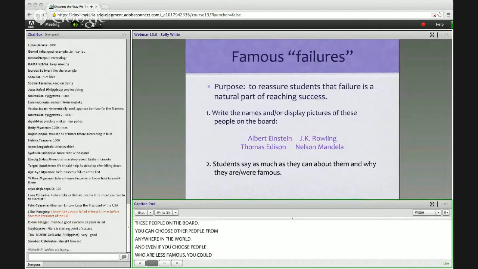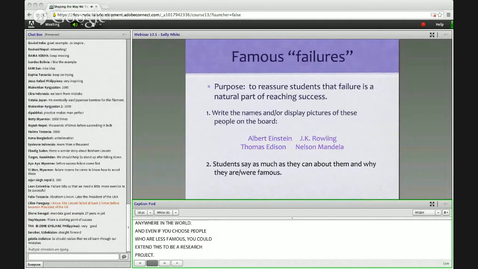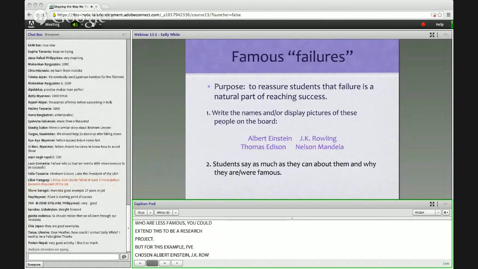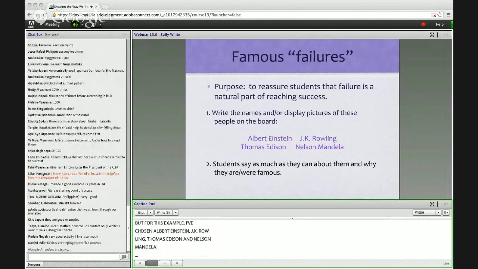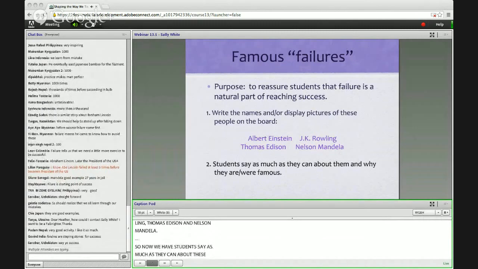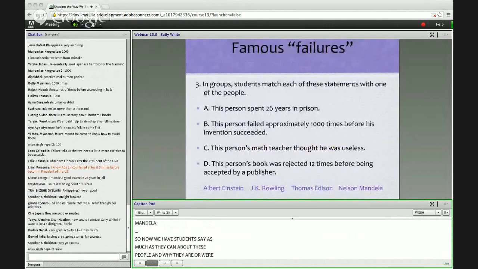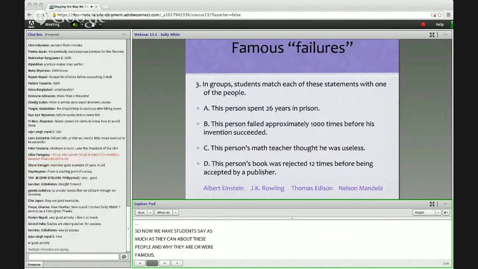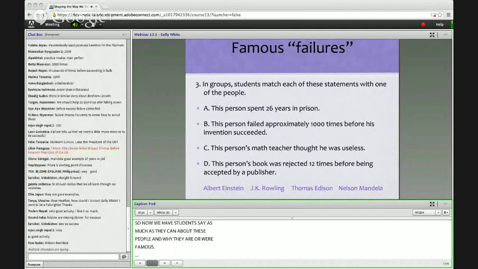But for this example, I've chosen Albert Einstein, J.K. Rowling, Thomas Edison, and Nelson Mandela. So now we have students say as much as they can about these people and why they are or were famous. And then in groups, students match each of these statements with one of the people.